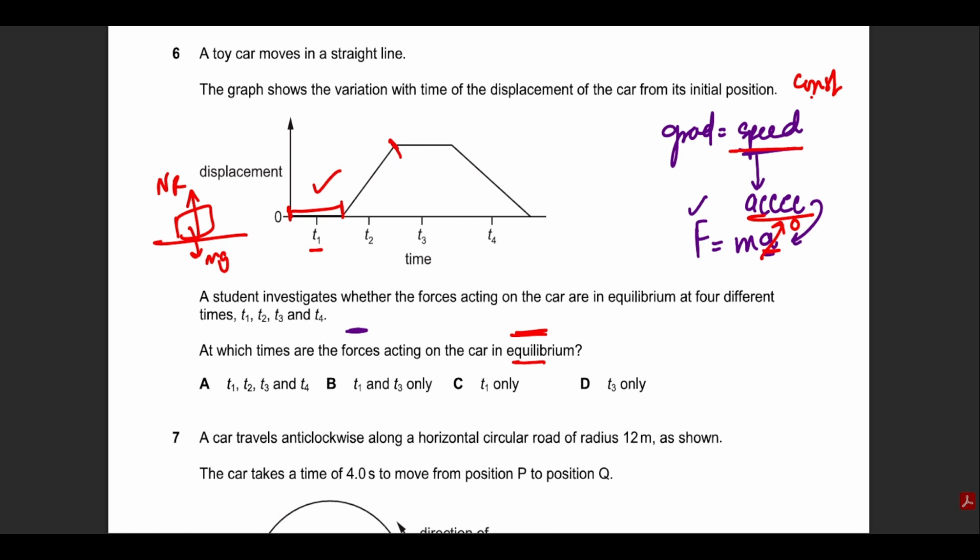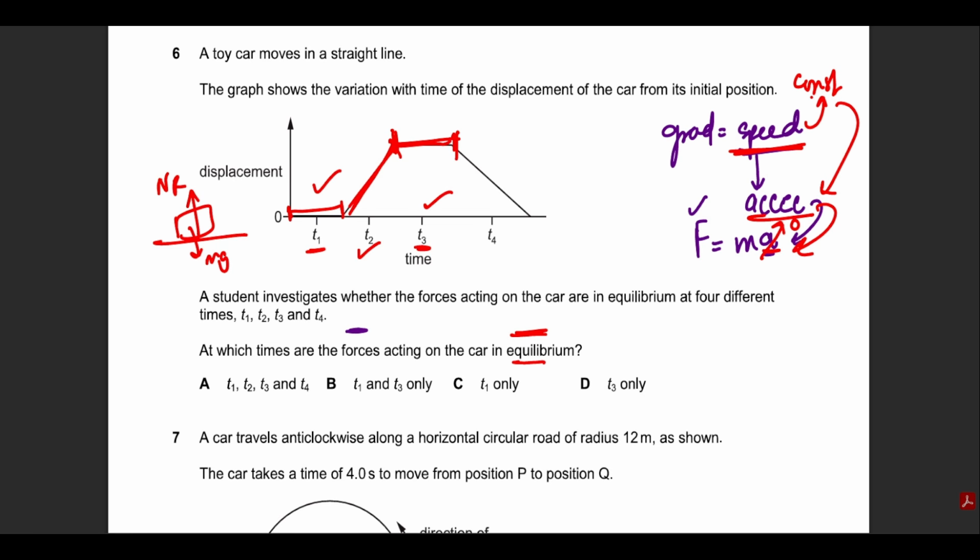In T2, the constant gradient suggests that the speed is constant. If the speed is constant, then the acceleration is zero. If the acceleration is zero, then F equals ma, the force will also be zero. The resultant of all the forces will also be zero. So T2 is also in equilibrium. Same case with T3, because T3 looks like T1. In this section, the object is not moving. If it's not moving, all the acting forces are still balanced.